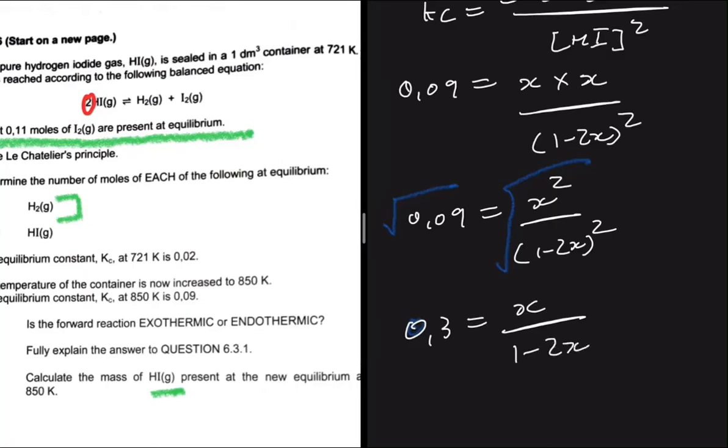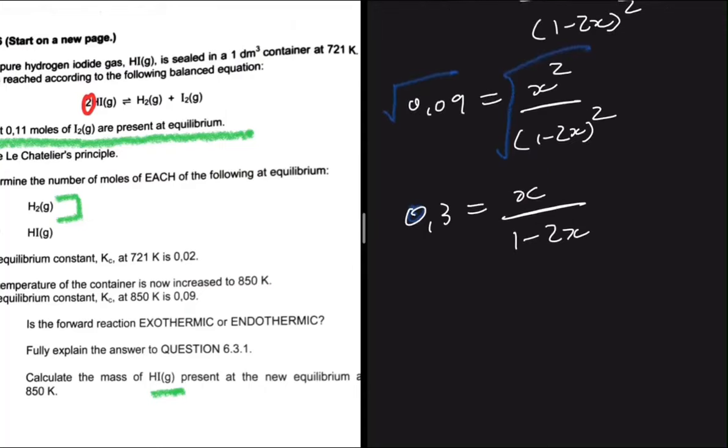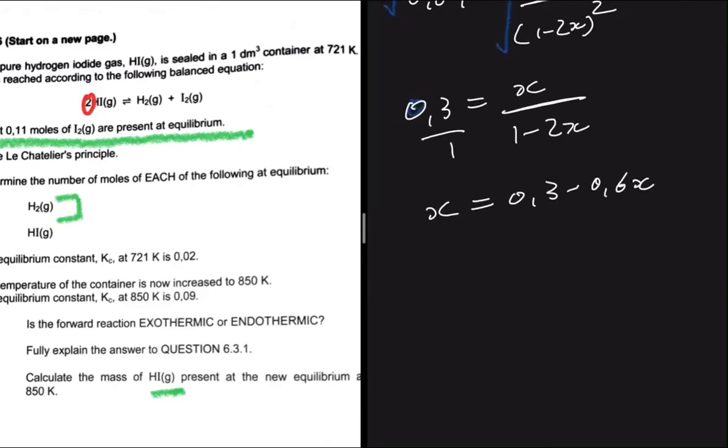And just like that, we don't have a square anymore, because if we kept the square there, we would have to solve a quadratic equation, which is something I'm not really looking forward to. So if we cross multiply here, we're going to get x equals 0.3, and then what is 0.3 multiplied by minus 2x? That is minus 0.6x. So you can see that we can take this term to the left hand side.